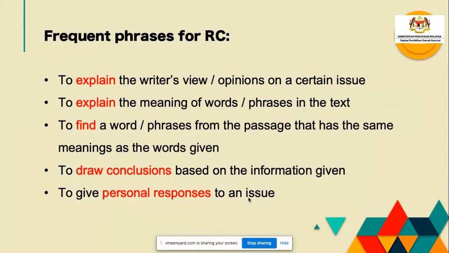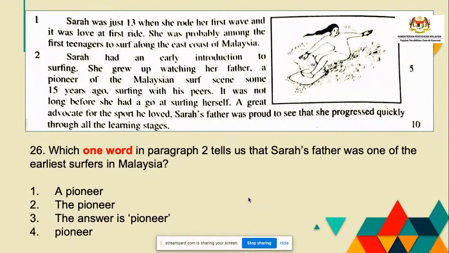All right. So this is an SPM 2018 question. I know you don't have the whole text, but if you read this paragraph, you will be able to answer the question. So now remember to read the question first, right? Number 26, which one word? It is obviously telling you to give the answer in one word only. So which one word in paragraph 2?